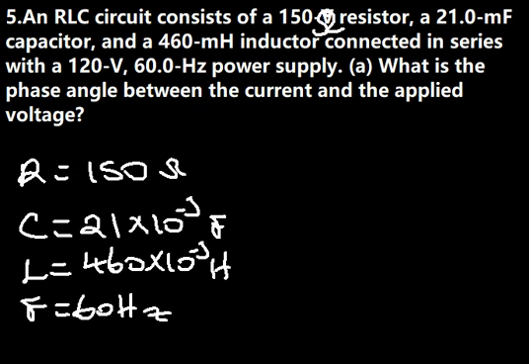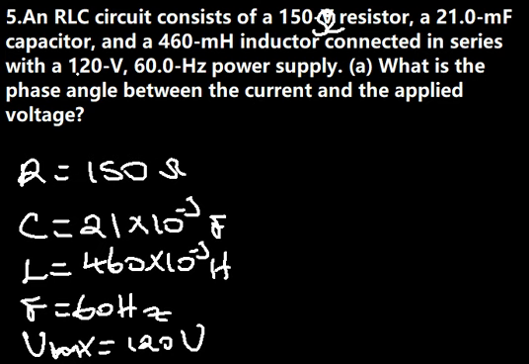And it is connected in series with a source of 120 volts. That is the maximum voltage, 150 volts. So that is the voltage from the source, which is the maximum. So what is the phase angle between the current and the applied voltage? So we're looking for the phase angle in this case. How should you get the phase angle?